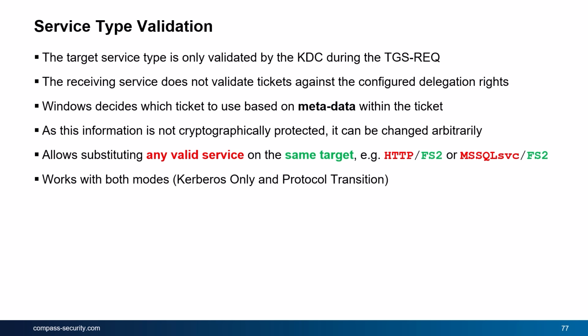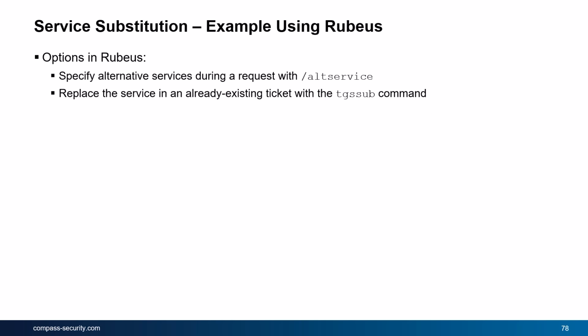This works with both modes of constrained delegation, so it doesn't matter whether we use Kerberos only or protocol transition. And this is also supported in various tools, and we're going to look at an example of Rubeus next. Now within Rubeus we have multiple options to play around with this service substitution mechanism. One thing we can do is, while requesting tickets, directly specify that we would like to change the service within the ticket to be something else. So Rubeus will do that essentially on the fly.